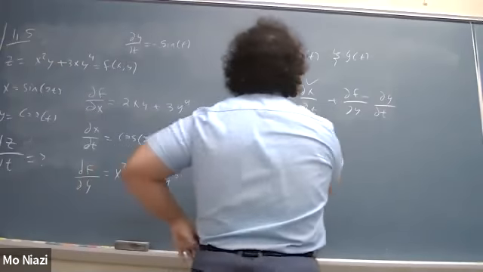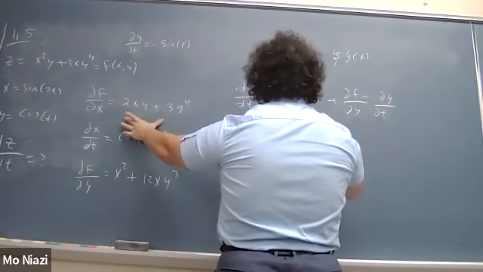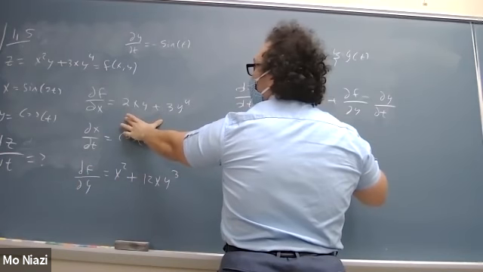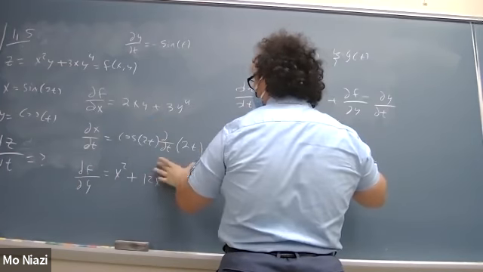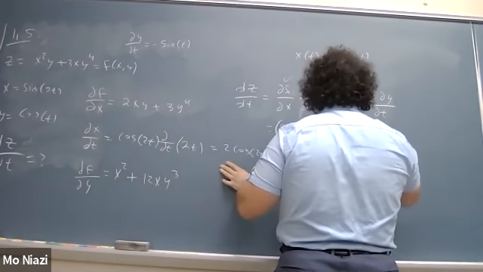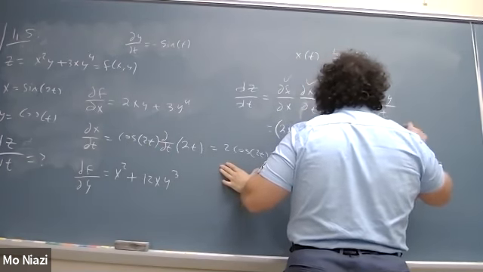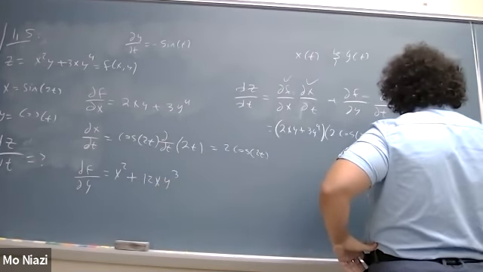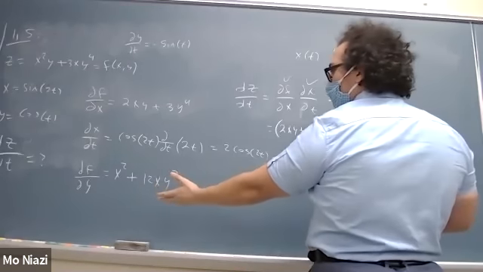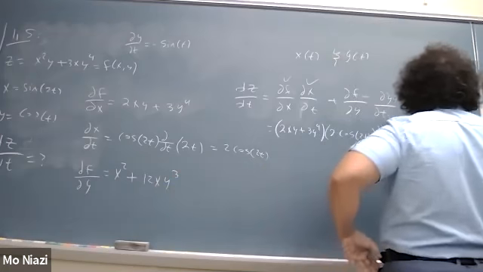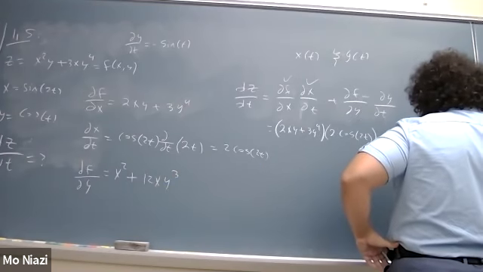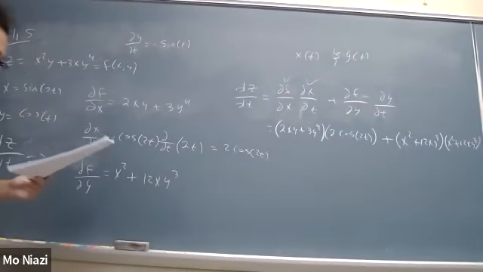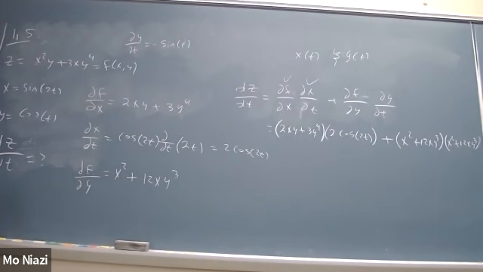Now, this ends up becoming this thing times this thing, 2 cosine of 2t, plus this thing, x squared, times this thing, x squared plus 12xy cubed. There you go. Okay.